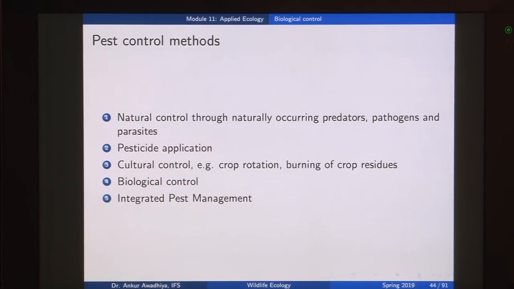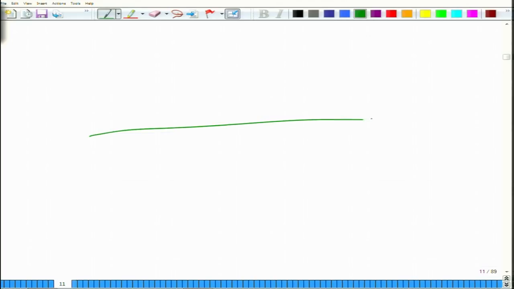Then there are some methods which are known as cultural controls, such as crop rotation or burning of crop residues. Now, how does this work? Suppose you have a field and you have a particular crop, and then this crop is also having a number of pests with it. Now, at the end of the season, your crop will be ready and you will be cutting and removing your crop. Now, what happens to all of these pests? Probably they will also spend some time somewhere else.